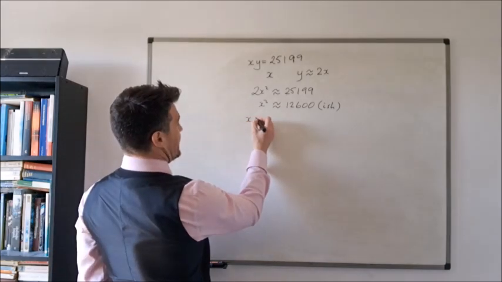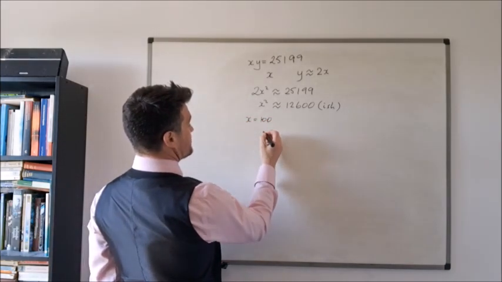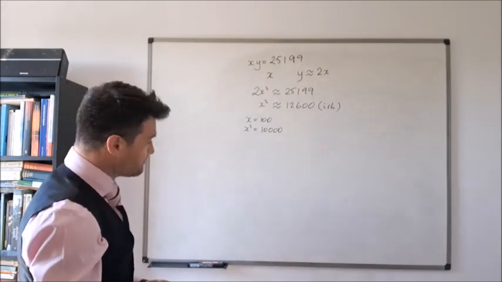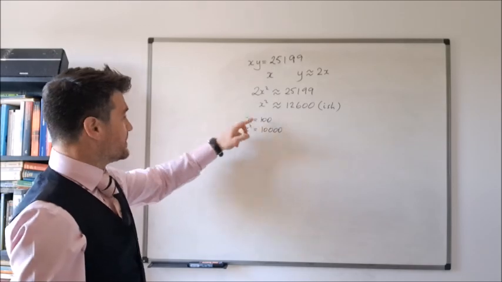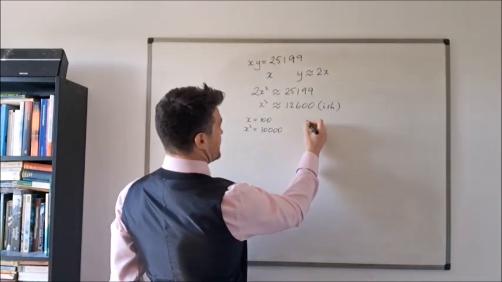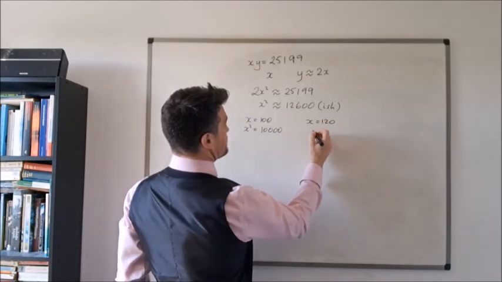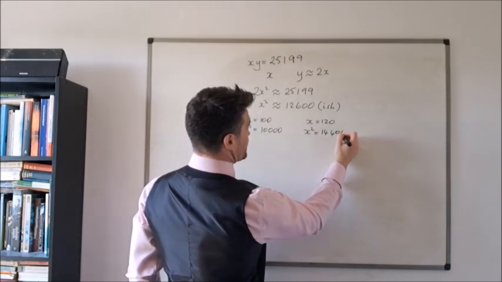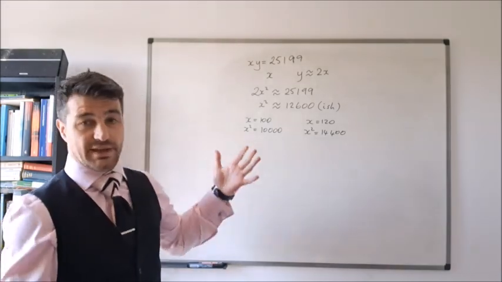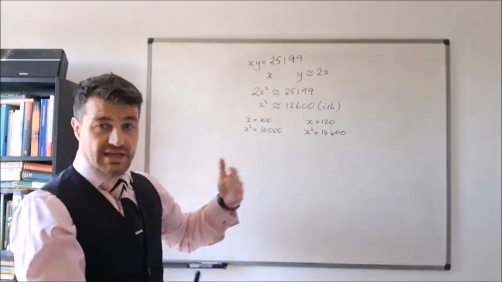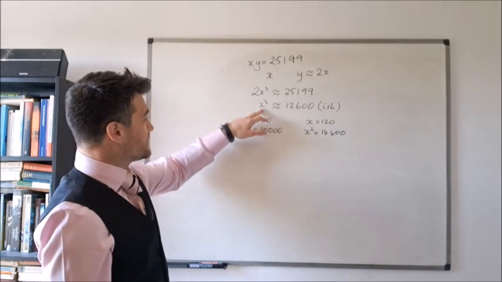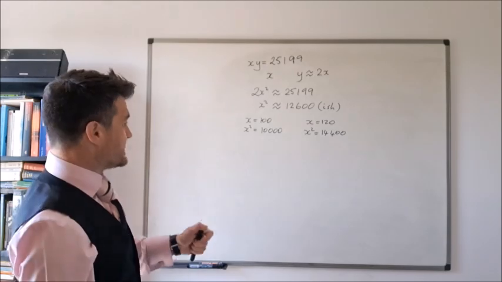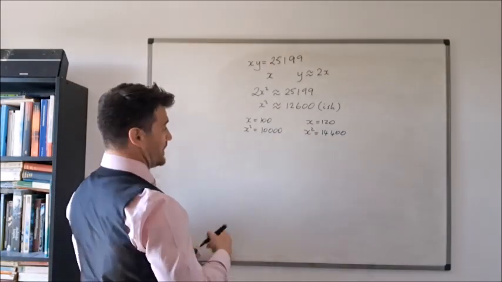So for example, I know that if x is equal to 100, then x squared is going to be equal to 10,000. So that's going to be too small. Whereas if I go right up to say 120, x squared is going to be equal to 14,400. So that's a bit too big. So I know that the actual value of x that I'm looking for is going to be somewhere between 100 and 120. So let's just go halfway.